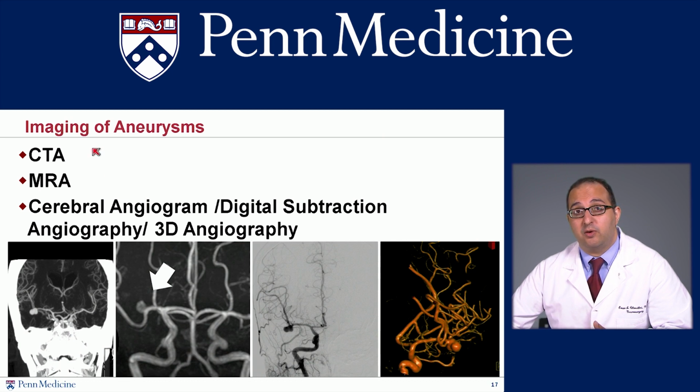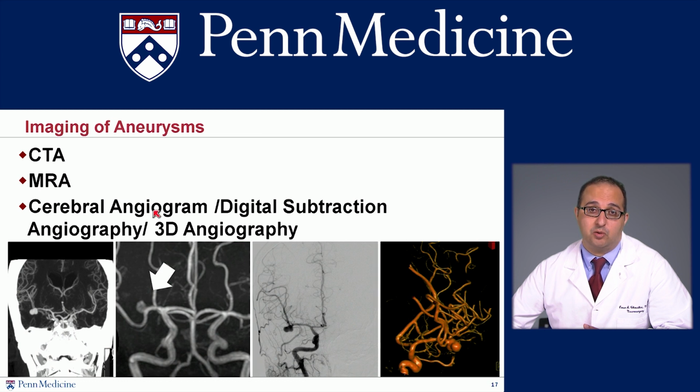A CT angiogram is a CAT scan in which you are given a contrast dye, usually an iodinated contrast through your IV, and you get a picture something like this. So you get a lot better resolution than an MRI, but again, there's exposure to radiation, but the quality of images is slightly better than an MRA.